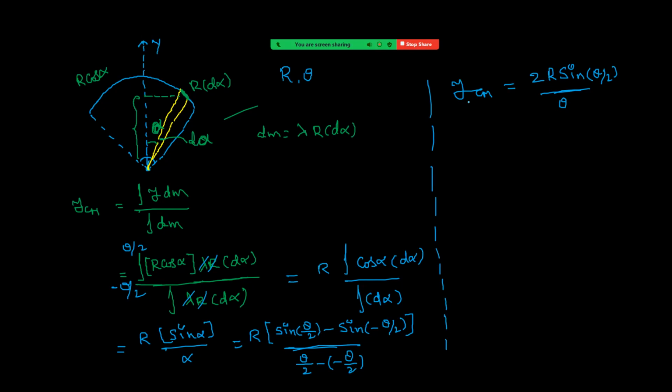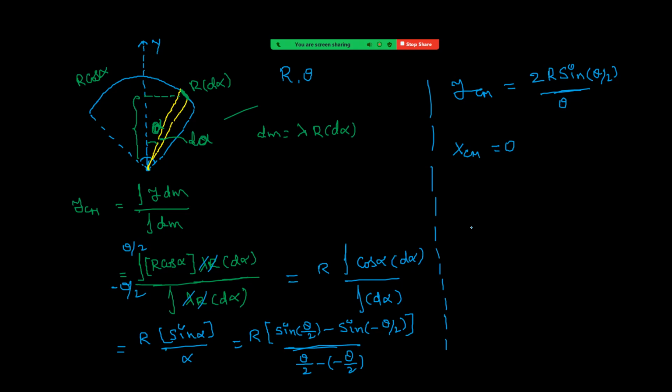Okay. And coming to x coordinate, it is 0. Center of mass will be on the line of symmetry. In this case, that line of symmetry is nothing but the y axis. That's why we have only the y coordinate. It is 2r sine theta by 2 by theta.